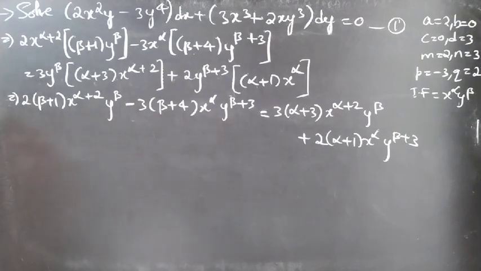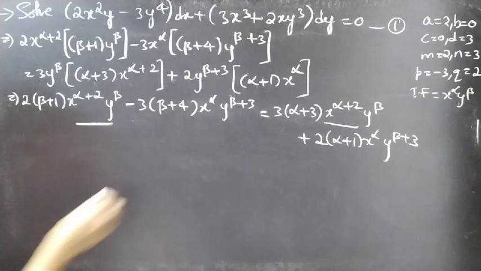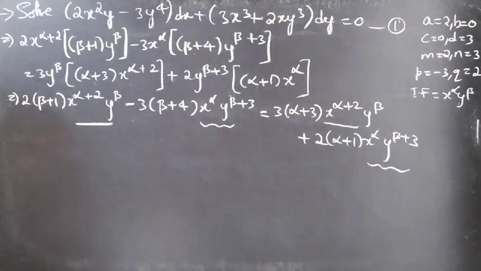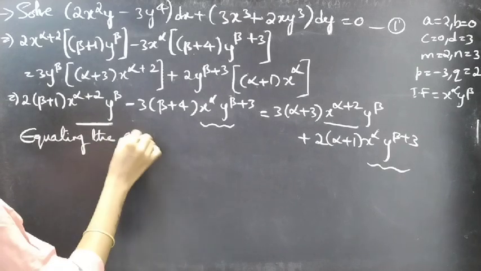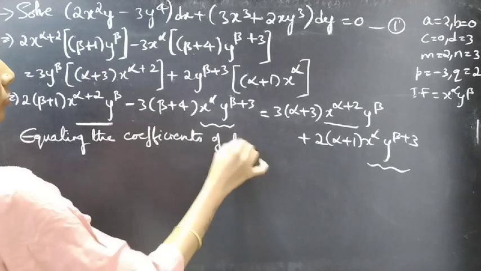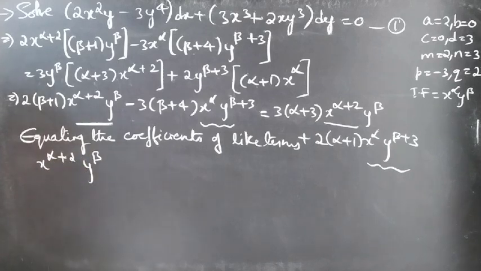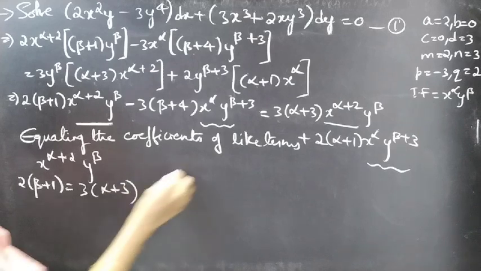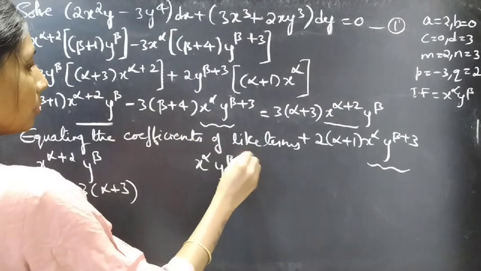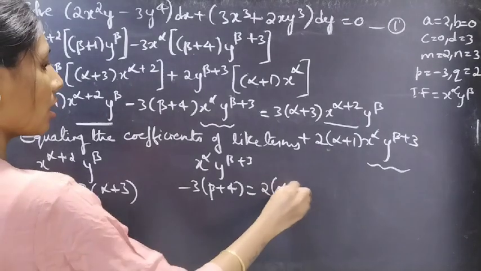Now by equating the like terms, we'll get two equations. We can equate the like terms x^(α+2) y^β and x^α y^(β+3). From x^(α+2) y^β, you'll get 2 times (β+1) equal to 3 times (α+3), and by equating the coefficients of x^α y^(β+3), we'll get −3 times (β+4) equal to 2 times (α+1), right?